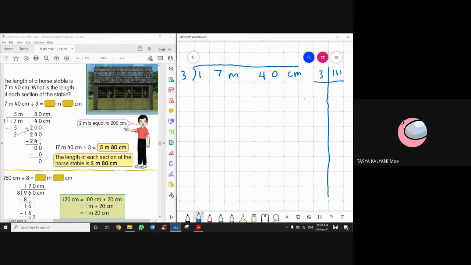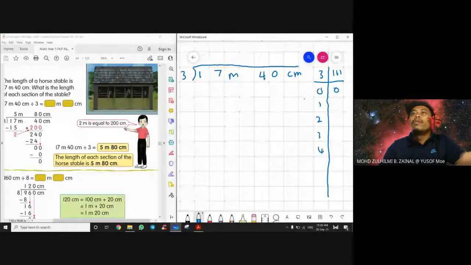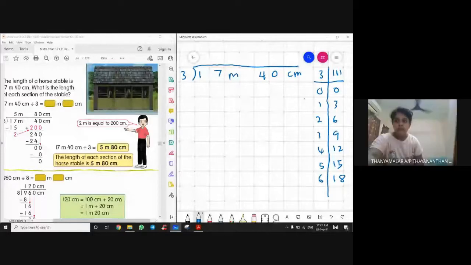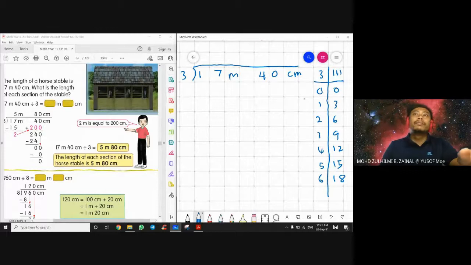So 3, 1, 2, 3, 0, 0, 1, 2, 3, 4, 5. Okay, buat sampai 5 dulu. Alright, so continue. 3, 6, 9, 12, 15. Okay, tengok yang first ni pun dah 17. So kita tambahlah sikit, 17, 18. Baru nampak. Yeah, do we have to copy this? Copy down, no need.